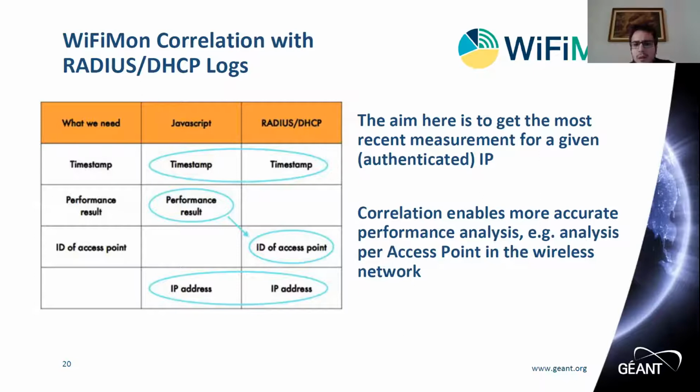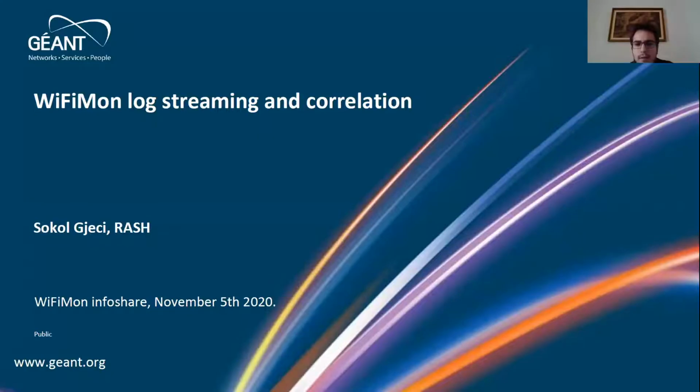DHCP logs are used because the IP address of the end user in the RADIUS logs is not always available, and thus we ask the DHCP server to find the MAC address corresponding to this IP address, and correlate based on the MAC address, because the MAC address is commonly available in the RADIUS logs. And I think, okay, this is the end.